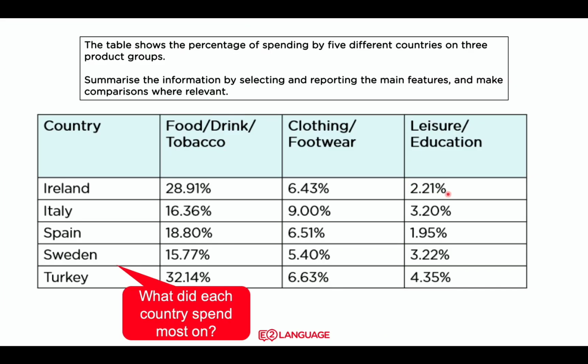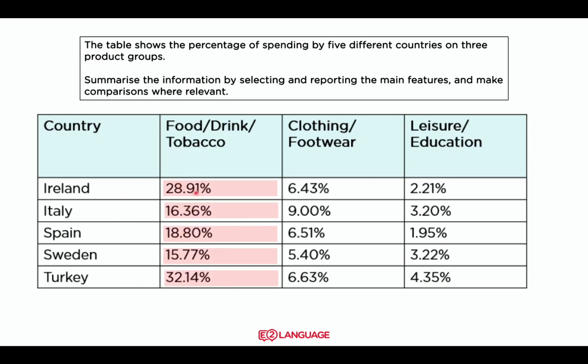The next question is, what did each country spend the most on? So we're always interested in those top things, the biggest things, the highest things. So if we look at these 5 countries, what did each country spend the most on? So then throw your eye across to the right and look for those biggest numbers. So for Ireland, clearly it's food, drink and tobacco. And in fact, for all 5 countries, this category accounted for the most spending. So 28, 16, 18, 15, 32%. Much higher figures than these over here. So when we're looking across this way, this category was the biggest, the highest.